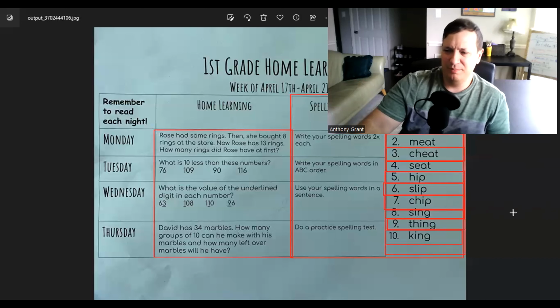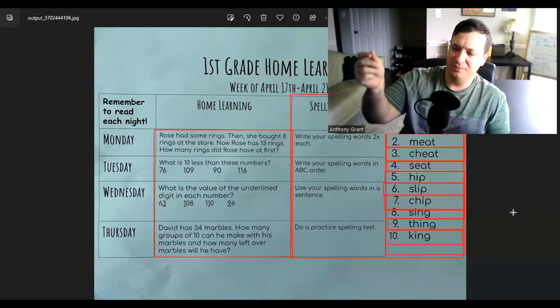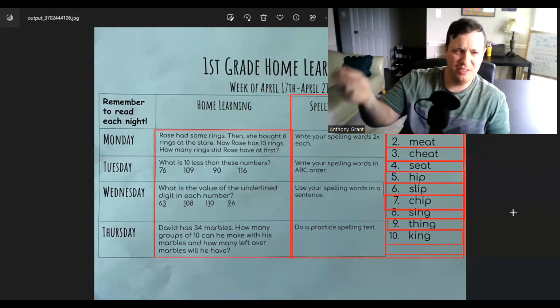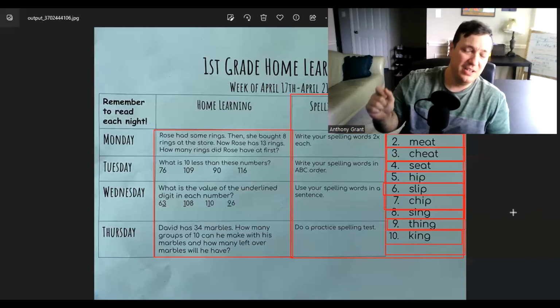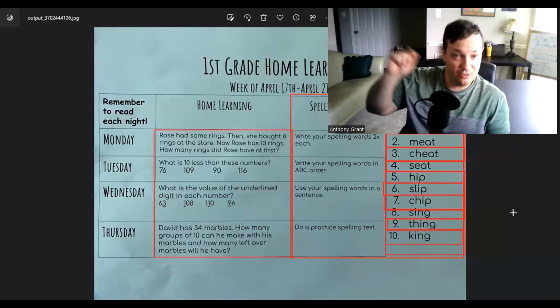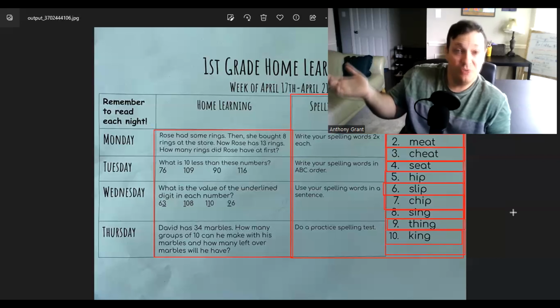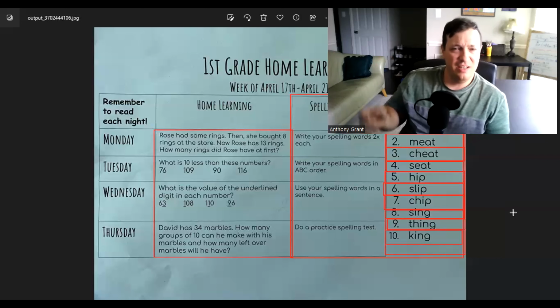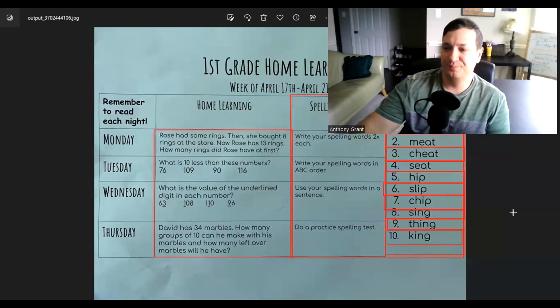Next is chip. A chip is kind of like a flat, kind of circular piece of something that breaks off. So you could say your paint is chipping. The paint is coming off in little chips. Or potato chip. So what did he eat for a snack? He had potato chips.